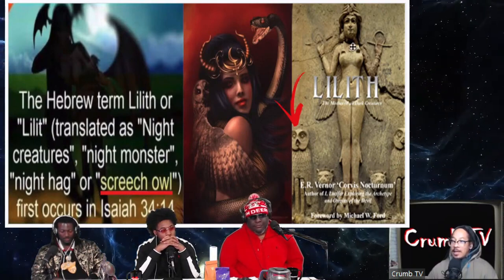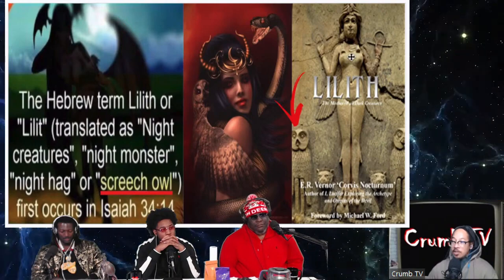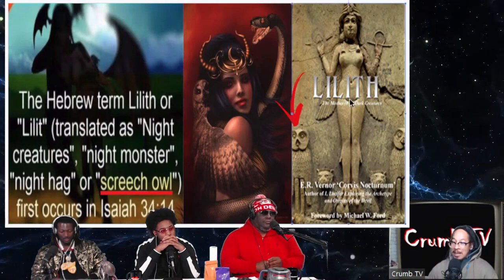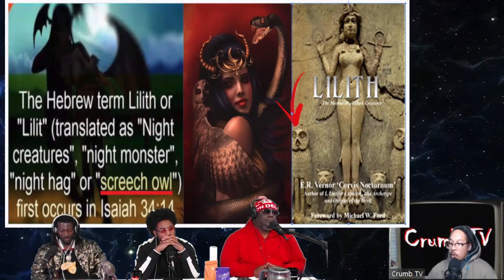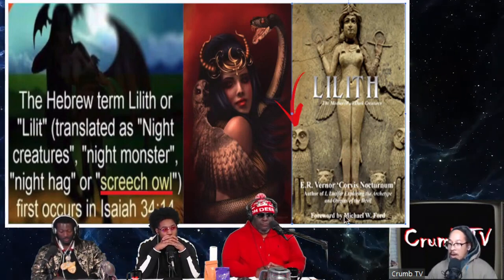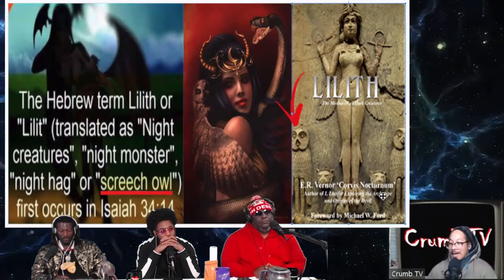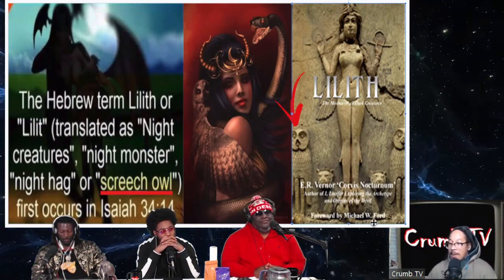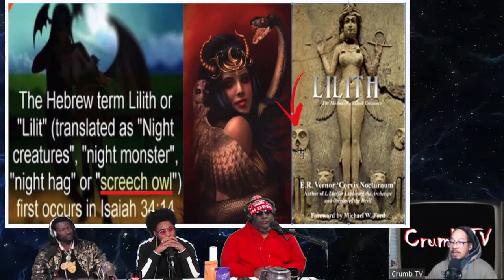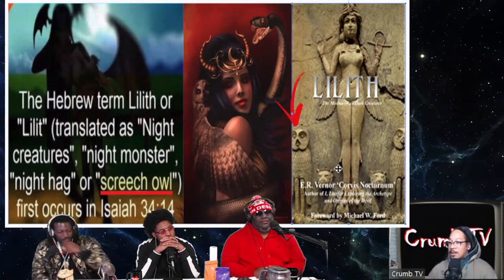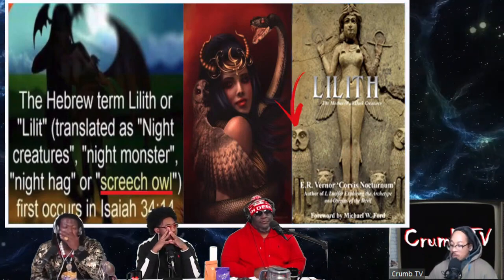And if you look here under Ishtar, because Ishtar is Lilith, I didn't type this up. This is a real book by E.R. Werner, Corvus Nacortum, forwarded by Michael W. Ford. I guess that's the pen name. But anyway, you can see the screech owl. And this right has two cats, but we'll get into that later.